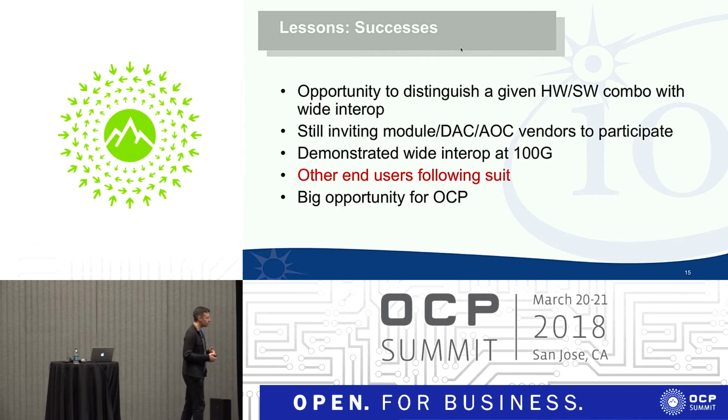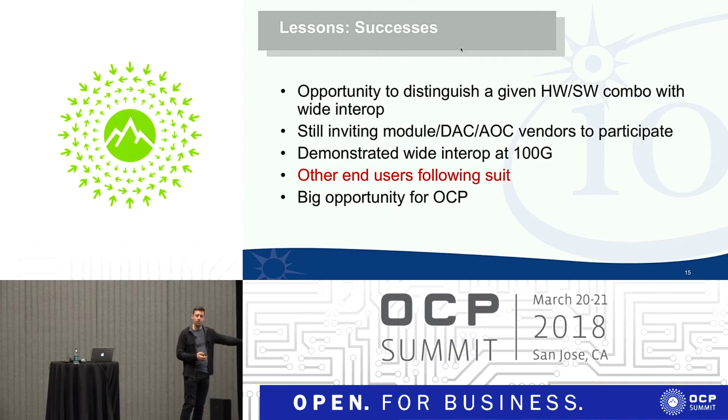So again, some of the successes that came from this: we were really able to distinguish this particular combination that we were focused on, the Wedge100 with the Cumulus NOS, by giving it a really wide demonstration of interoperability. So it highlights that here's a solution that has a lot of different interoperable partners with it. Like I said, we're still inviting the connectivity community to participate. Also, we demonstrated wide interop at 100 gig. That was another success.